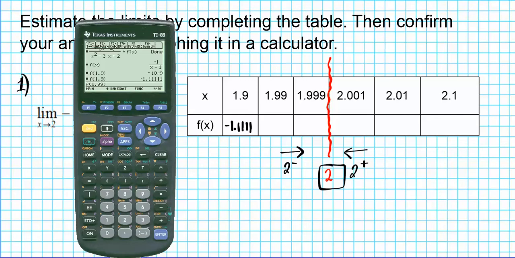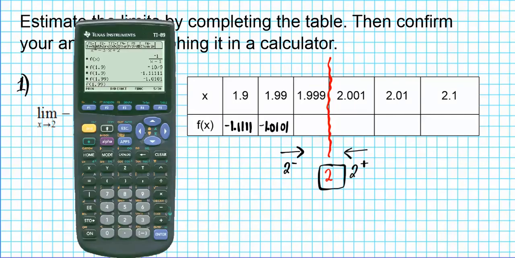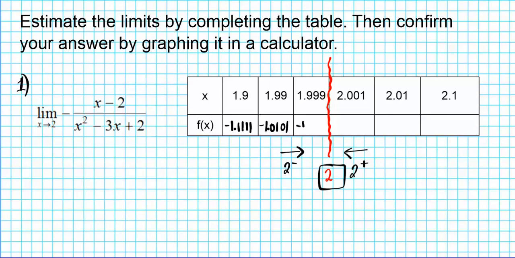All right, so for the next one, I'm just gonna add another 9 here just to save time. Press diamond enter to get the approximate result. Negative 1.0101. All right, next we're going to add another 9 there. Diamond enter to get the approximate result, negative 1.001. Now, if you take a look at these numbers, what does it look like it's approaching?